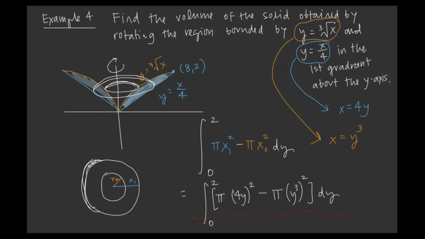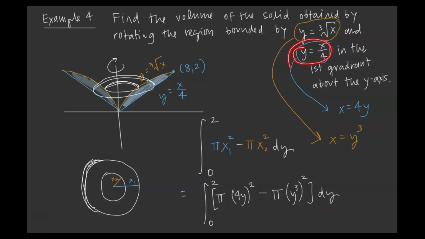Let's just double check that all our pieces are here. So we're going from 0 to 2 because our y values are going from 0 to 2. And we're taking the outer circle, the blue circle, that larger area, and that's pi (4y) squared, pi r squared. And we're subtracting from that this inner circle here. So pi (y cubed) squared, this is the radius of that inner circle. We did have to remember to write everything in terms of y. That's how we were adding things up.